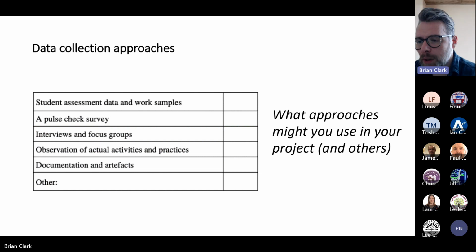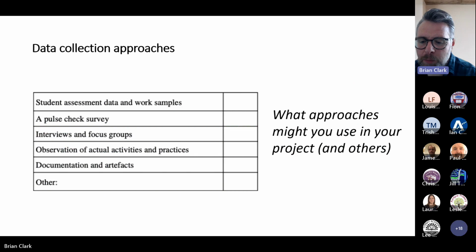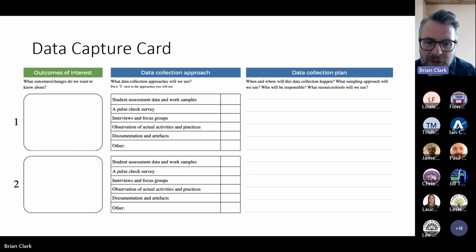But the idea about doing this at the same time as your impact map is that if you've created your impact map that says this is what we expect to see, these are the sort of behaviours and things we expect to see, then we can plan to use a data capture card to say, well, for each of those different things, planning in advance. So for example, the attitudes of staff in using accessibility tools and their confidence, and the amount of independent learning that learners are now able to carry out because they're confident using the accessibility tools.